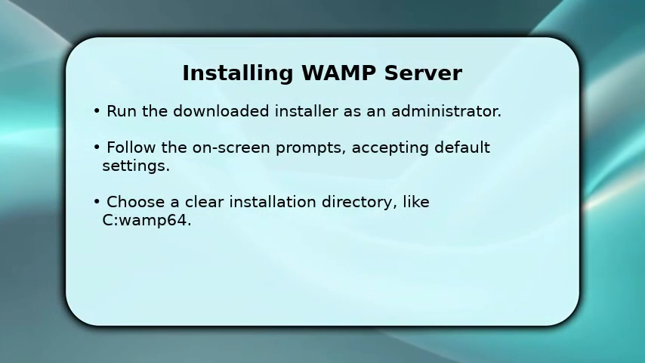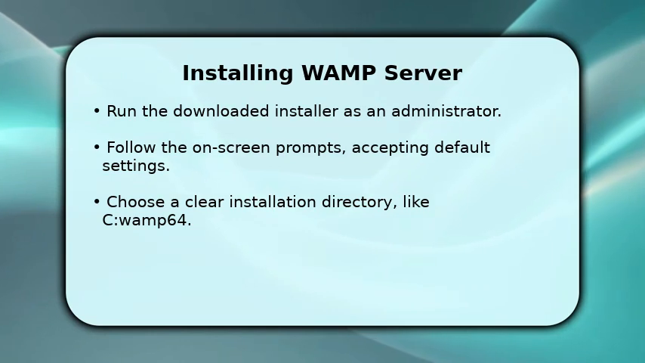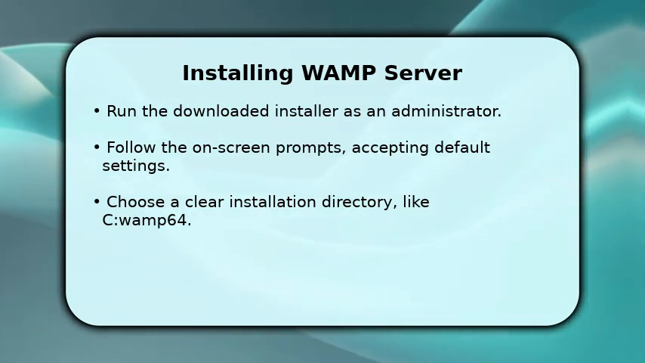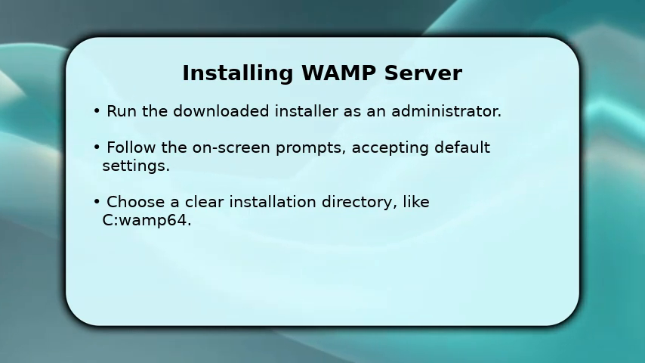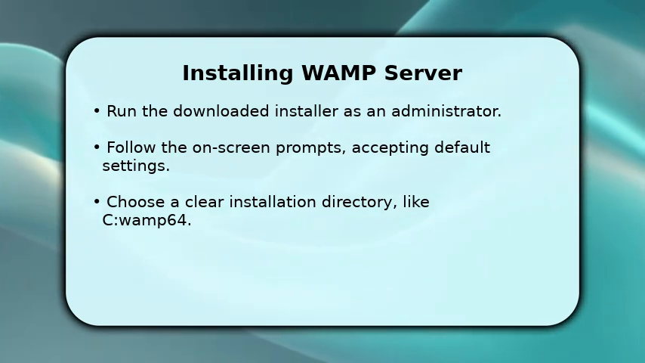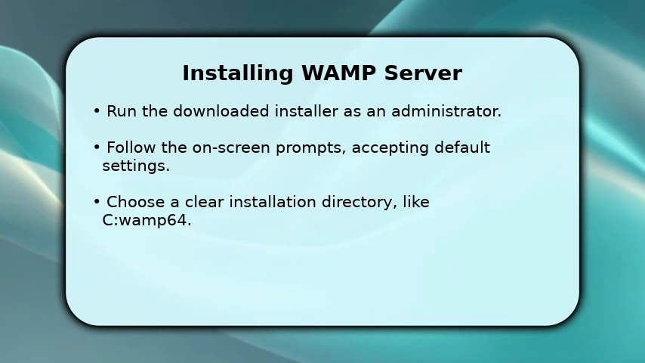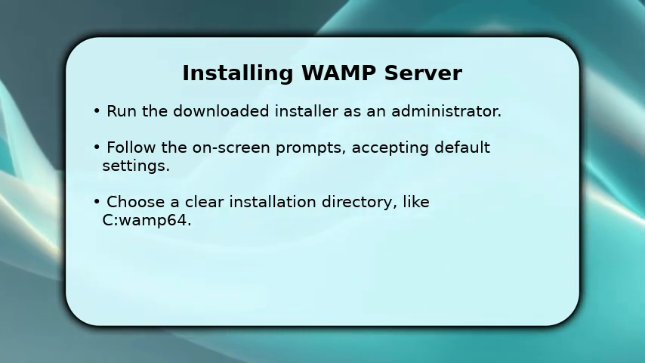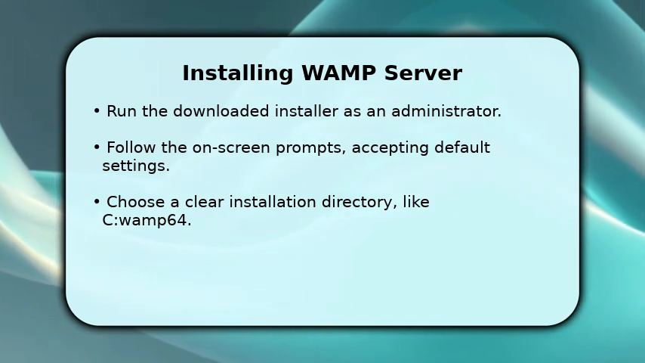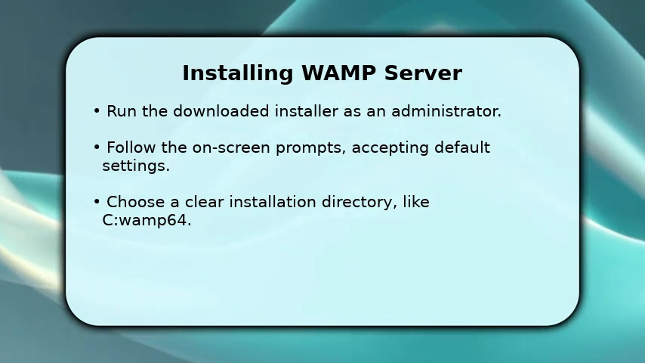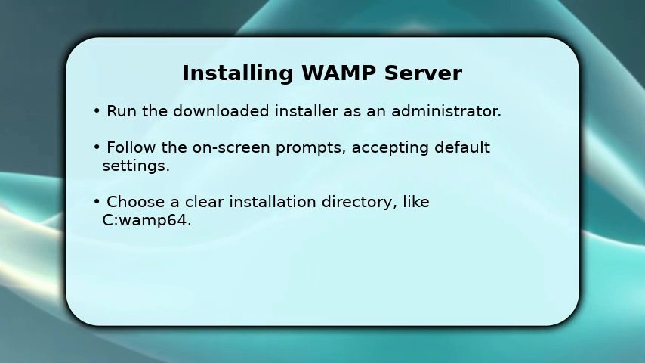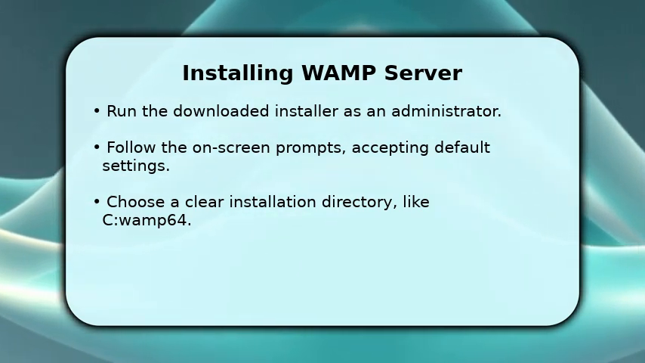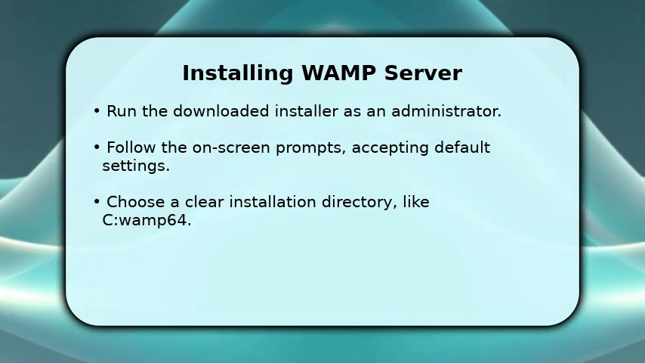Once downloaded, run the WAMP server installer as an administrator. This is important for proper permissions. Follow the installation wizard, accepting the license agreement and choosing your preferred installation directory. The default path, often C:\WAMP64, is usually fine. You might be prompted to select your default browser and text editor. You can change these later if needed. Complete the installation, and then we'll move on to configuration.